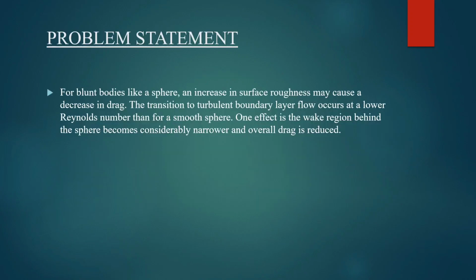The problem statement of this project is, for blunt bodies like a sphere, an increase in surface roughness may cause a decrease in drag. The transition to turbulent boundary layer flow occurs at a lower Reynolds number than for a smooth sphere. One effect is that the wake region behind the sphere becomes considerably narrower and overall drag is reduced.